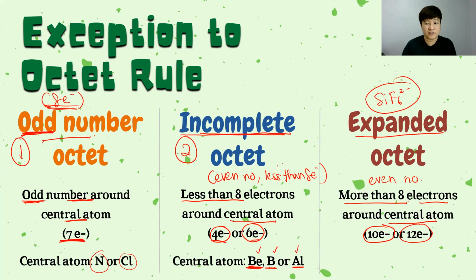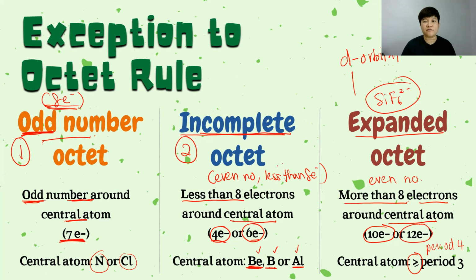Why can silicon be an expanded octet? Simple, because silicon is located in period 3 and above. So who can be an expanded octet? When the central atom is located in period 3 or above, like period 4, 5, and so on. Why? Because in period 3, 4, 5, and above, you have the presence of d orbitals. For example, 3s, 3p, 3d. So 3s maximum 2 electrons, 3p maximum 6 electrons, 3d maximum 10 electrons. So with the presence of 3d, you can hold a maximum of 18 electrons, more than your octet. When it's more than the octet of 8 electrons, that's why we call it expanded octet.